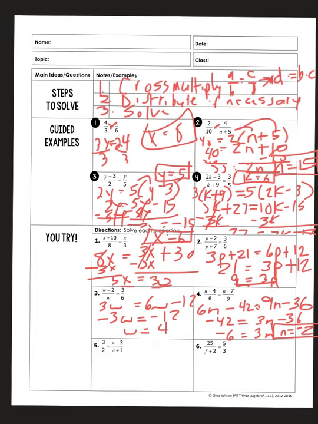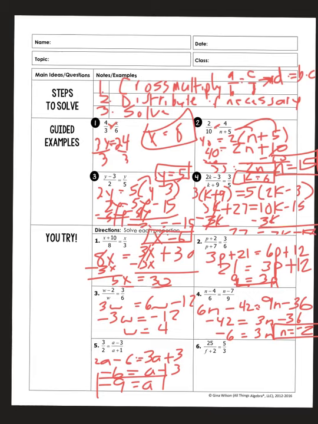Number 5, cross multiply. 2 times a is 2a. 2 times negative 3 is negative 6. 3 times a is 3a, and 3 times 1 is 3. To get the variable on one side, I'm going to subtract 2a from both sides. 3a minus 2a is a plus 3 equals negative 6. Subtract 3 from both sides, that's going to be a equals negative 9.